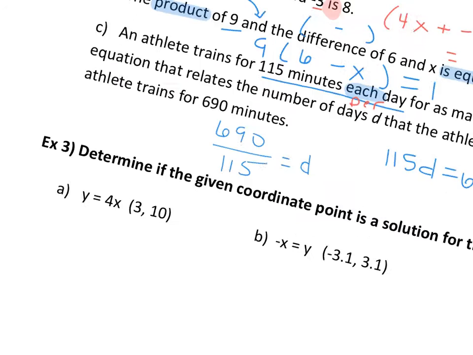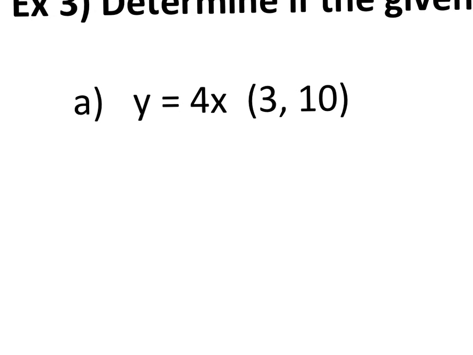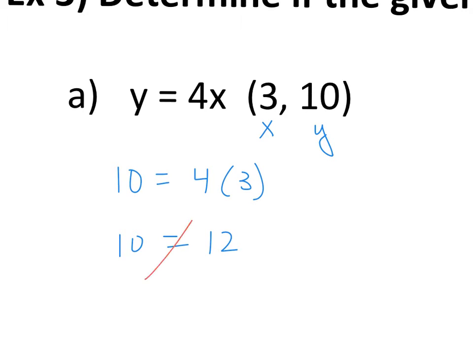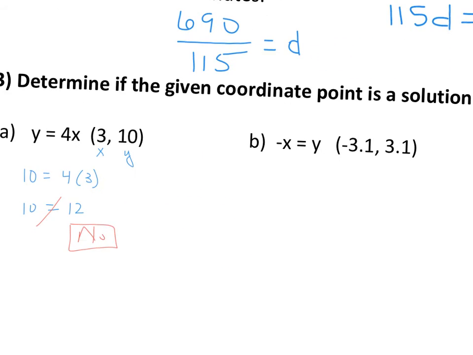Okay, so remember, equations can have more than one variable. So when I'm looking at this, please, please, please keep in mind that your first number is always your x and your second is always your y. It's a coordinate point. Okay, so now I'm going to plug in. My y is 10 and then 4 times 3. So again, does 10 equal 12 in this case? The answer is no. It does not work. So is this a solution? No, it's not. Okay. All right, let's try this again.